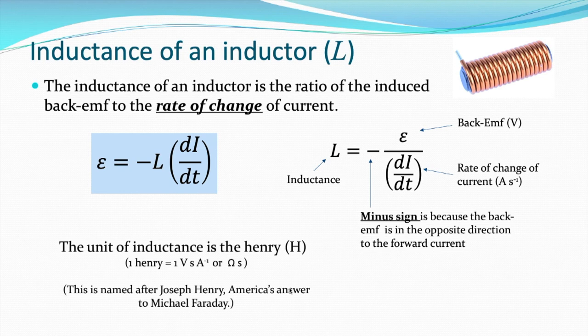Now, the unit of inductance is the Henry. Henry was an American guy, Joseph Henry. He's really America's answer to Michael Faraday. But one Henry is equal to, if you look at the relationship on the right there, inductance equals EMF over rate of change of current, so it'll be volts over amps per second, which is the same as volt seconds per amp. And because volts over amps is ohms, you could say that one Henry is equal to an ohm second. That's us just messing about with units though. Inductors are measured in Henrys. The bigger the inductance, the bigger the back EMF you will get for the same rate of change of current.